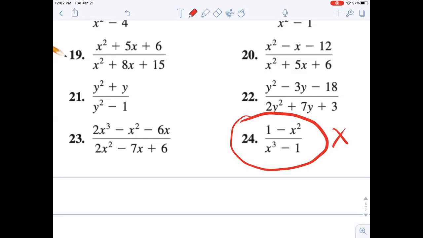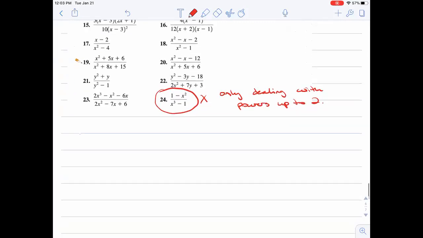Because what you'll see here, after we pull out a common x, we'll have 2x squared minus x minus 6, which is in the form of ax squared plus bx plus c. Same thing down here, ax squared plus bx plus c. We know how to find the roots of those things, which means we know how to factor those. So let's instead do 23. And it is a bit of a mumbo jumbo, so buckle up. Here we go.